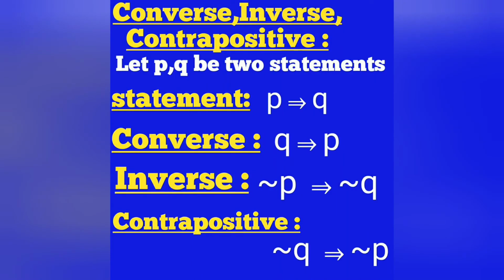Converse, inverse, contrapositive. Let P, Q be two statements. First, the given statement: P implies Q. Converse statement: Q implies P. Now inverse statement: negation P implies negation Q. Now contrapositive: negation Q implies negation P.